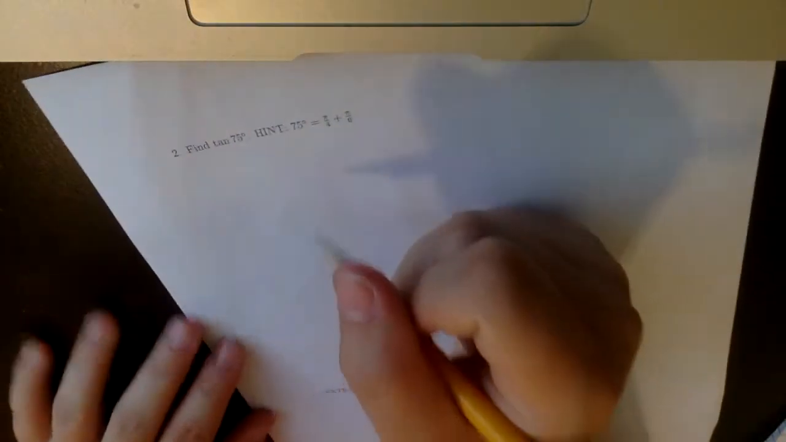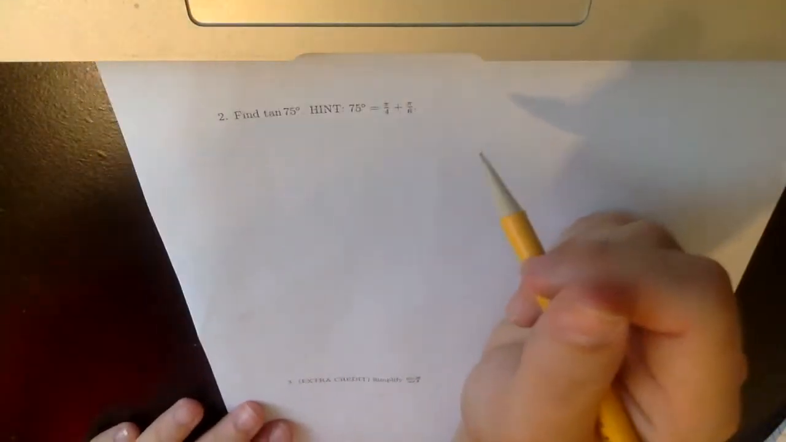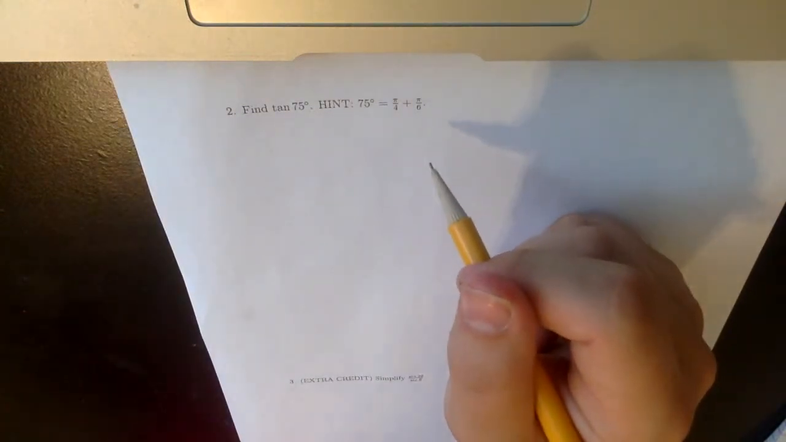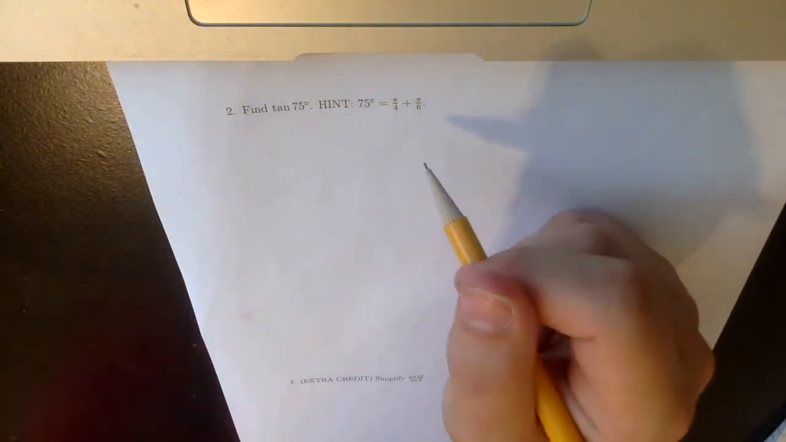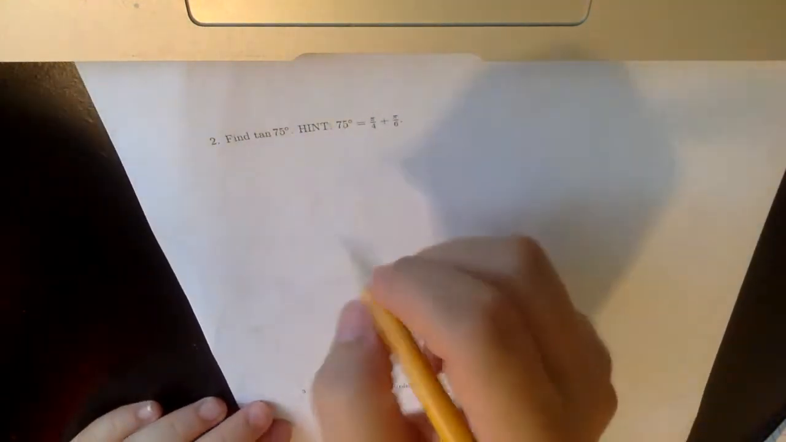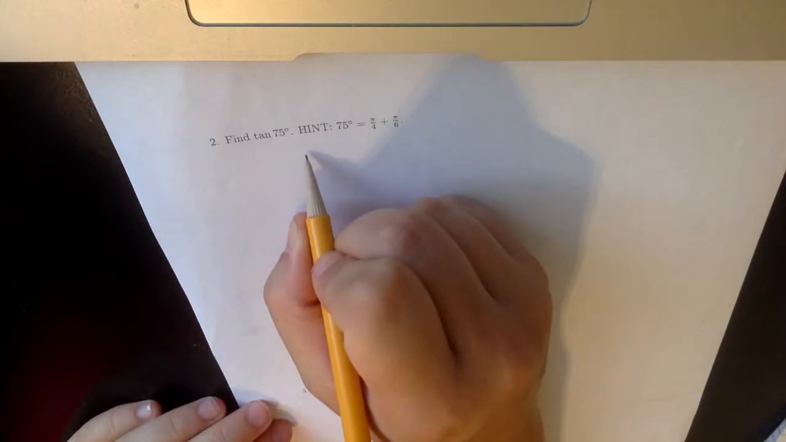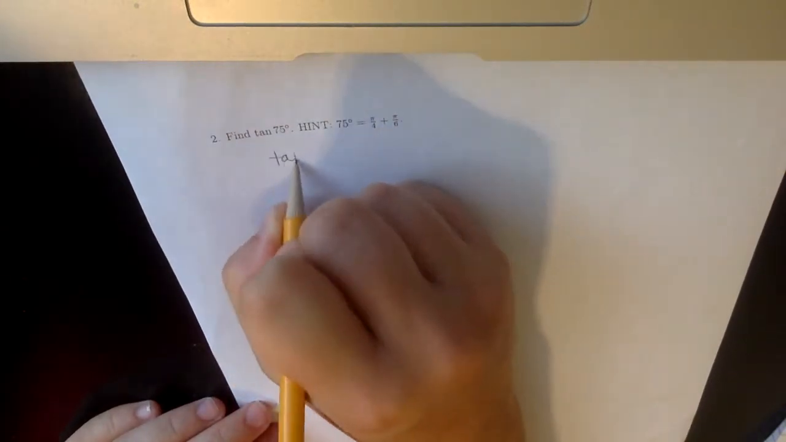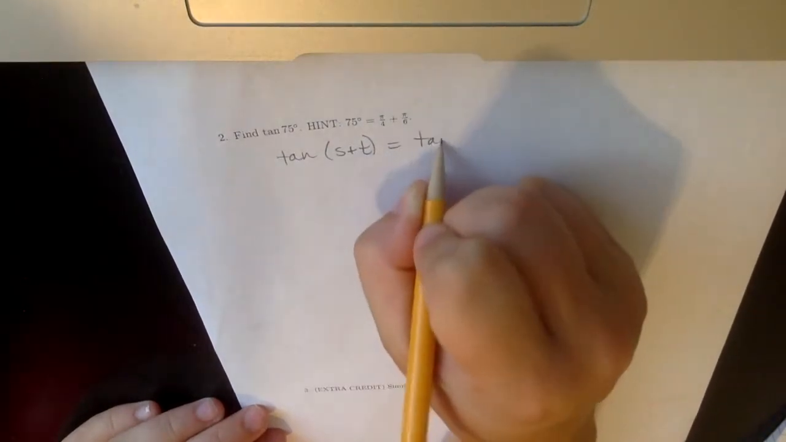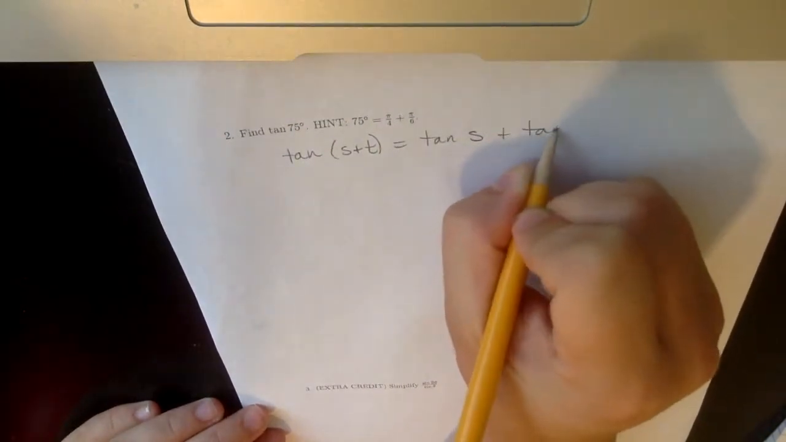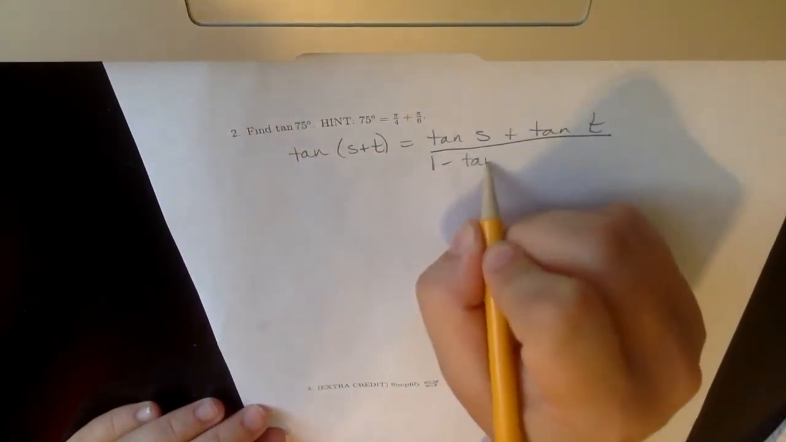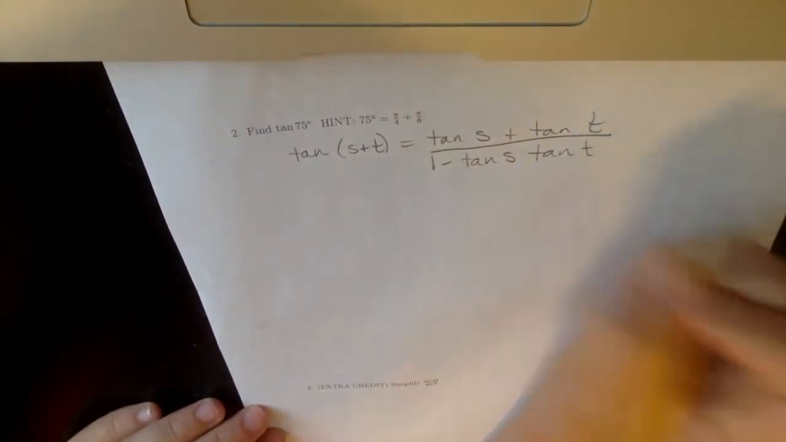Okay. Problem 2 asks us to find the tangent of 75 degrees. The hint here is that 75 degrees is pi over 4 plus pi over 6. Okay, so the tangent of two angles added, s plus t, is the tangent of s plus the tangent of t all over 1 minus the tangent of s times the tangent of t.